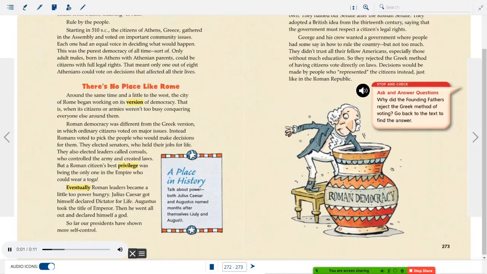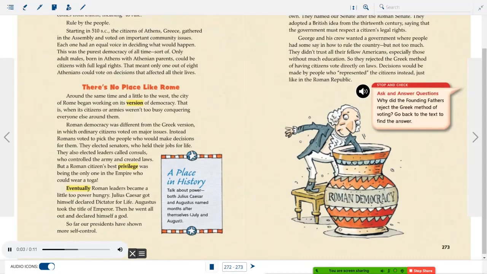Stop and check. Ask and answer questions. Why did the Founding Fathers reject the Greek method of voting? Go back to the text to find the answer.